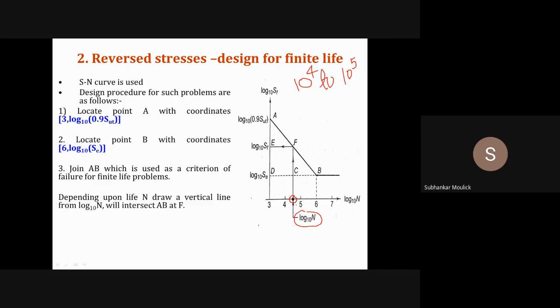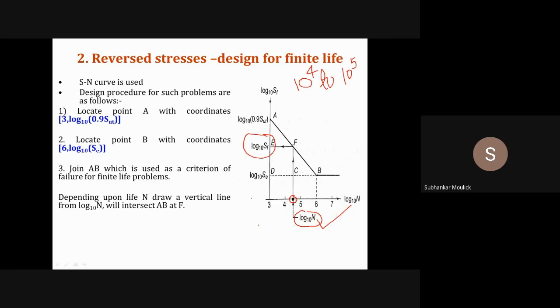So when I know the finite life of the component, what is the fatigue strength of the component? That I have to find out. How will I find it out? If I know the x component of this coordinate point, then in order to find the y component corresponding to this finite life fatigue failure, from this point I will go vertically upward till line AB.